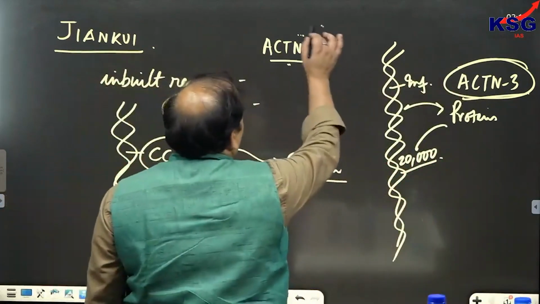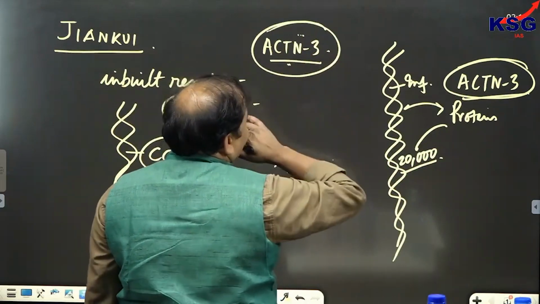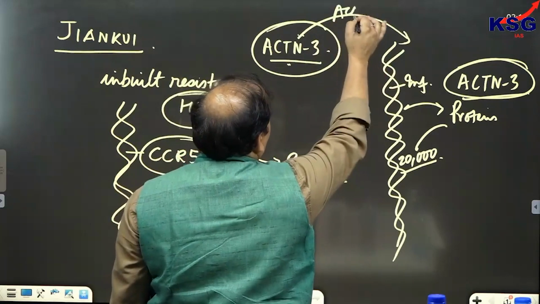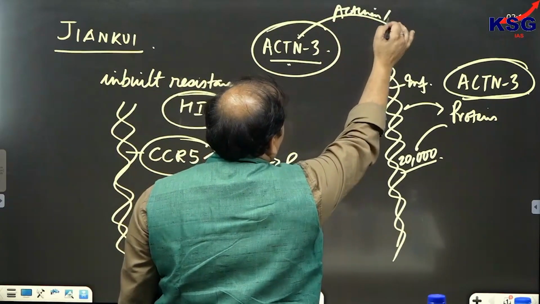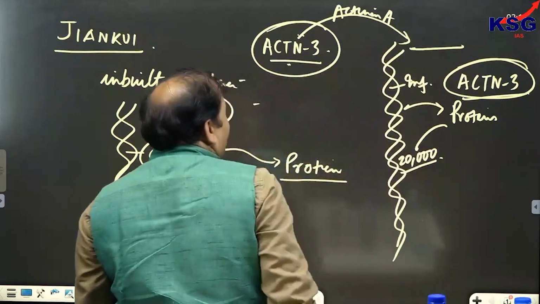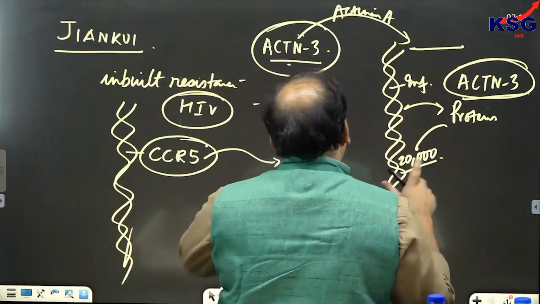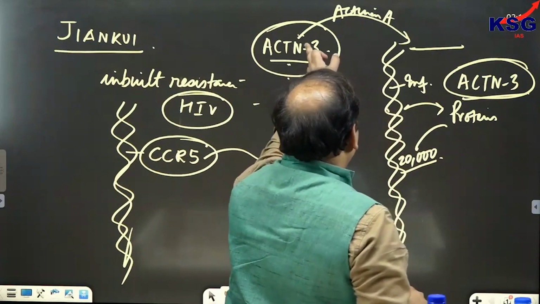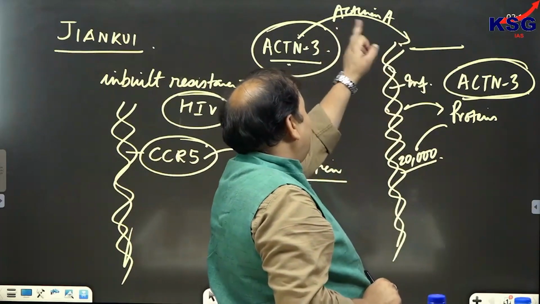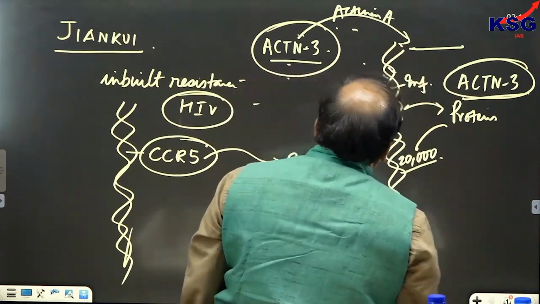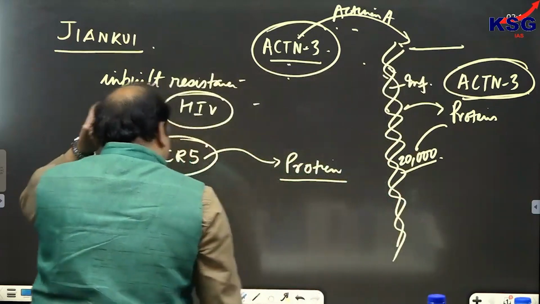And if we are having ACTN3 gene, this gene has the information, but this information is getting translated into action with the help of a protein called actinin A. And the action which is taking place is contraction of fast twitch muscle so that a person can run fast. So the information is contained in the gene, it is getting translated into action with the help of a protein, and this protein is called as actinin A.